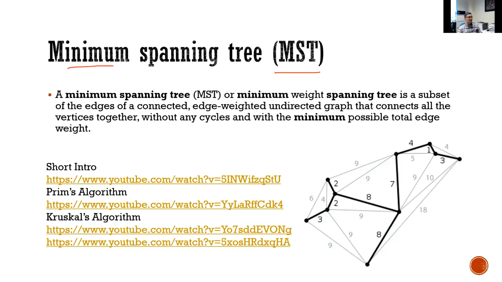MST is called minimum spanning tree. A minimum spanning tree is a subset of the edges of a connected, edge-weighted, undirected graph that connects all the vertices together. Vertices are those nodes. So in this example, you have 10 nodes, so 10 vertices.